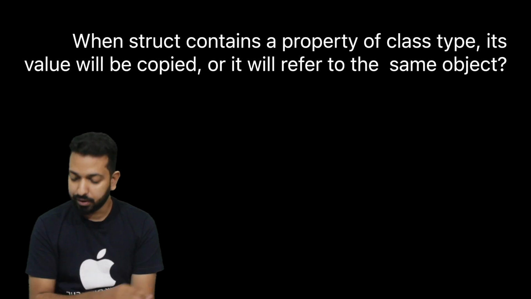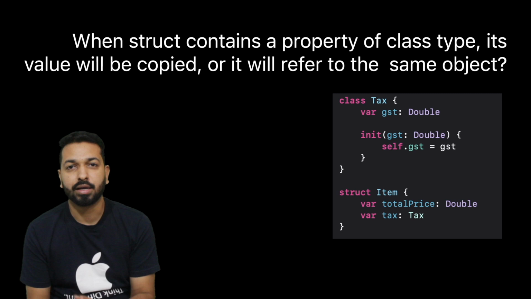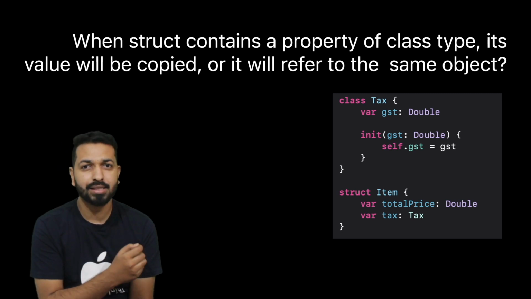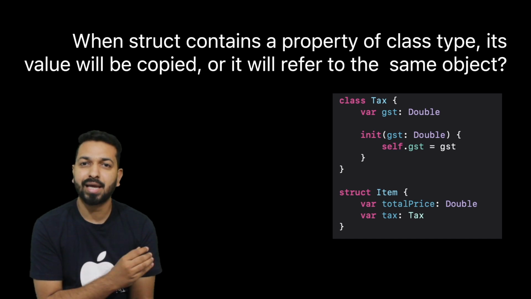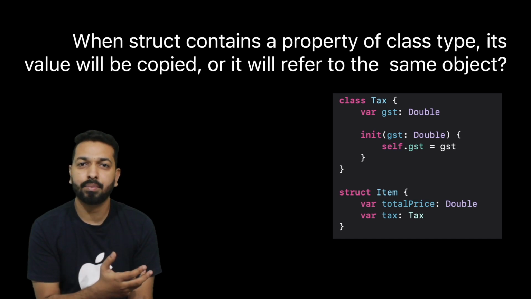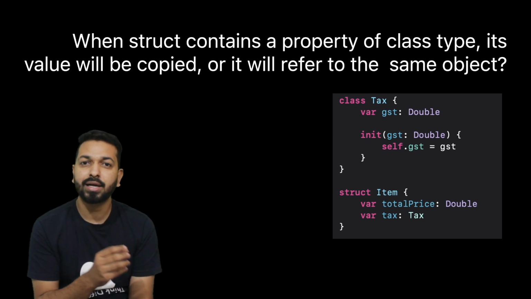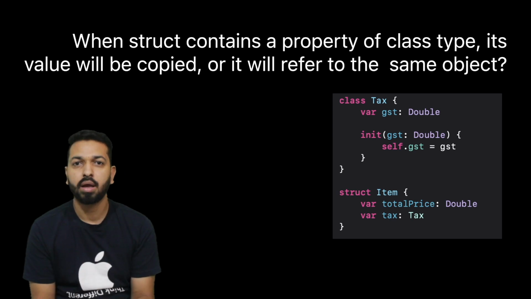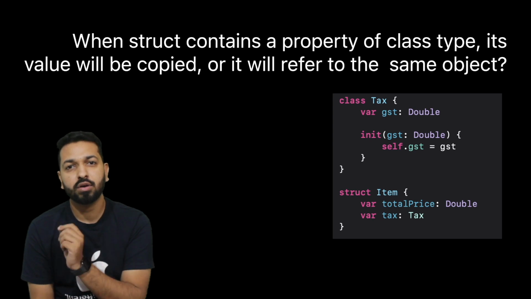If it is not clear to you, let's take this example. You have a struct that is Item, where you have a property total price that is of type double, so that is sorted, no issues with that. But the other property is tax, and tax is a user defined type, or I should say a reference type. So a class has been used for making the entity tax, and our struct Item is having tax as a property. Now when we assign one object to the other and then change the values, what will happen to the value of this tax?